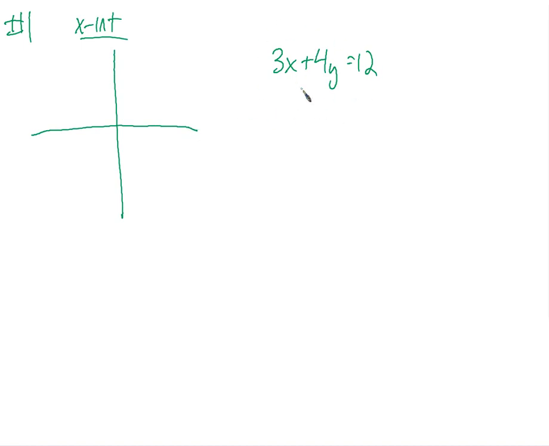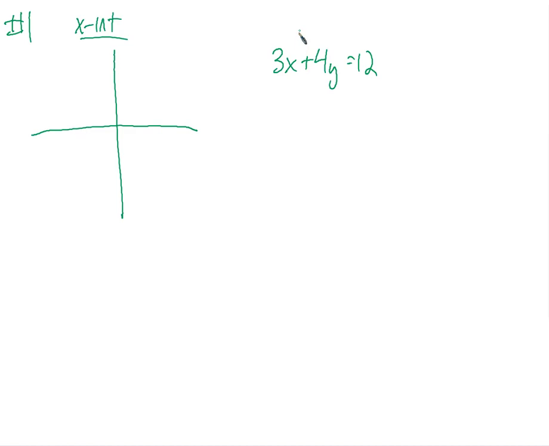Comment number 1 is about x-intercepts. I gave you an equation and asked you to find the x-intercept of the graph. So if I give you an equation like this, this is an equation, and there is a graph to represent this equation. How does a graph represent an equation? Well, an equation is all about solutions. This equation has an infinite number of solutions.